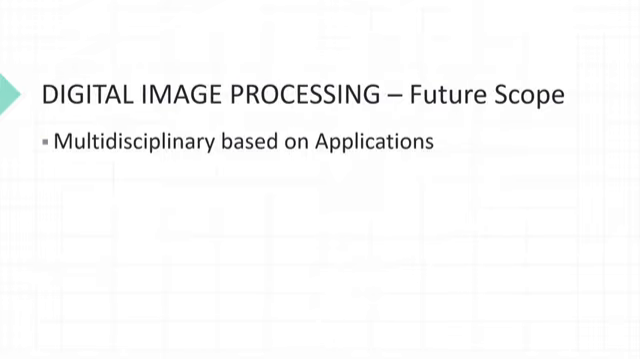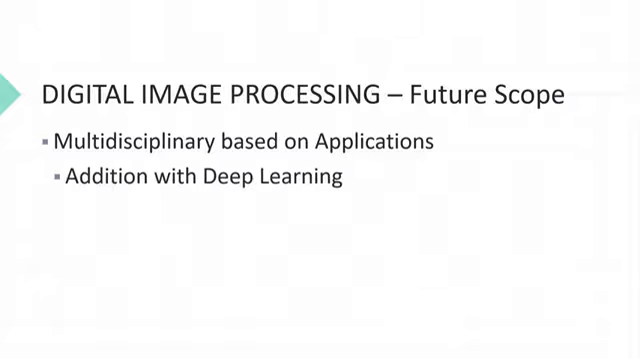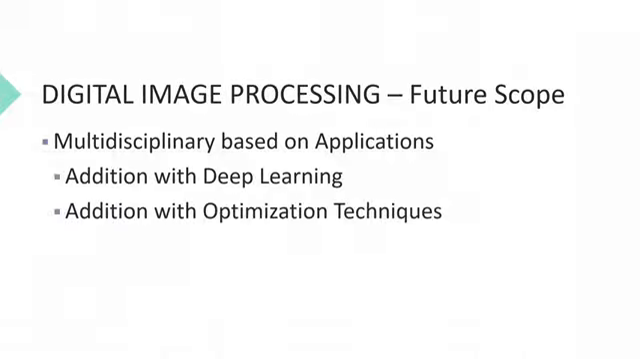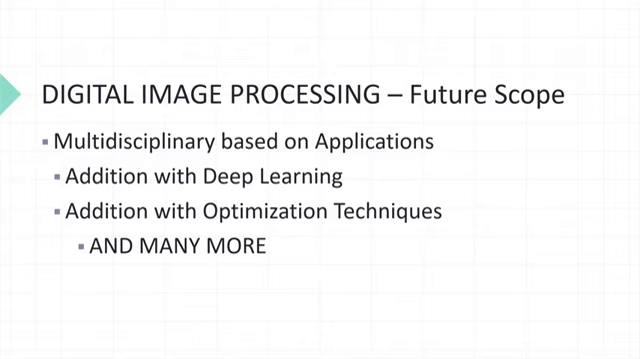What are the main things it is based upon, like multidisciplinary applications in continuation with deep learning, that is the amalgamation of deep learning and digital image processing. Next, addition with the optimization techniques, and many more. We discussed a few lines about the future implications of digital image processing, how it is going to be utilized.